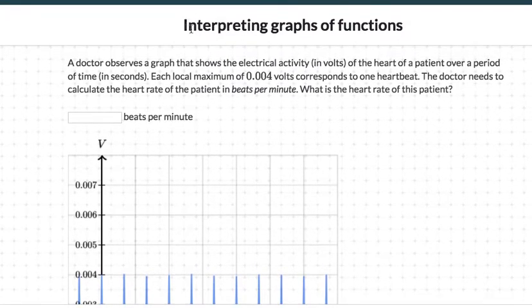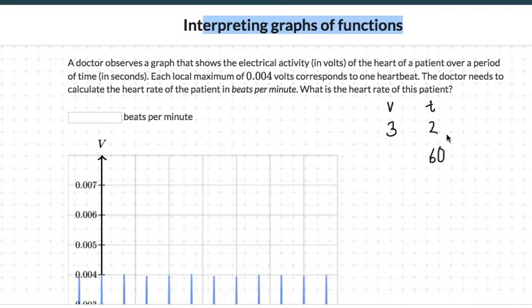So if we've got 3 heartbeats for 2 seconds, and we extend this out to 60 seconds, that's the equivalent of multiplying by 30. So what we need to do here is multiply 3 times 30, and that of course gives us 90 beats per minute. Okay.